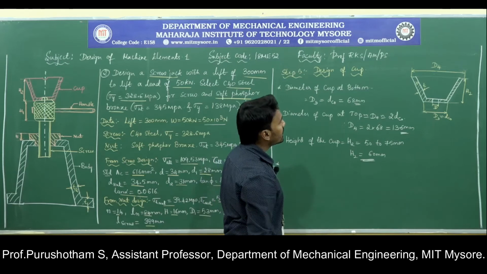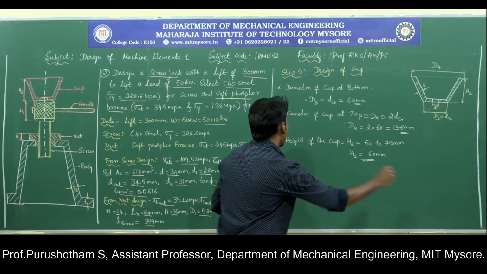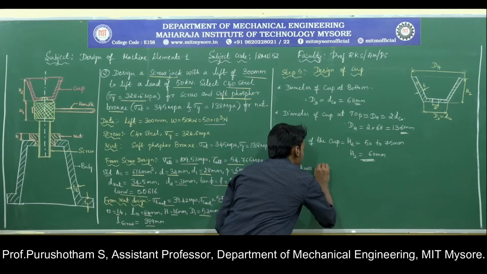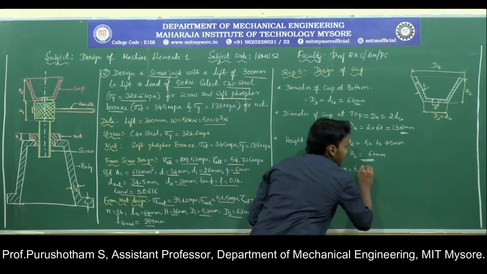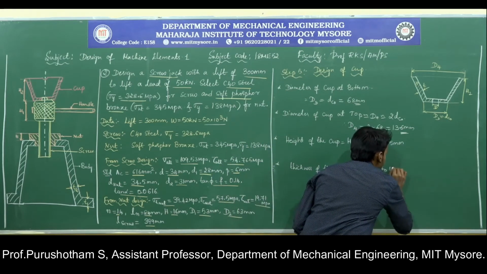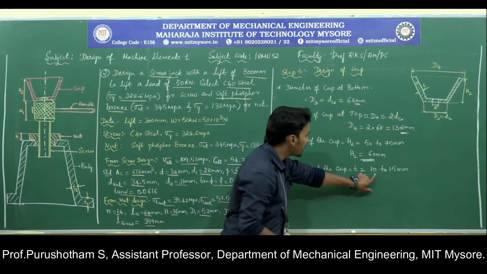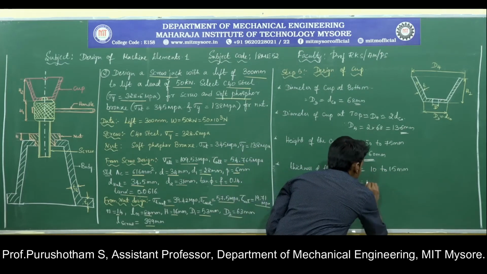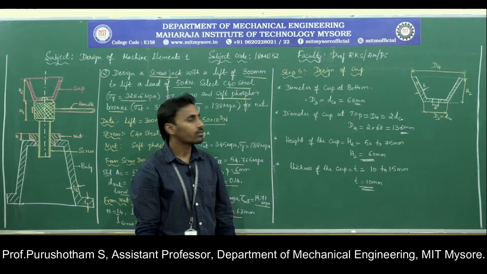Then we need to calculate the thickness of the cup, which is given by T, around 10 to 15 millimeter. So you can take the thickness of the cup between 10 mm to 15 mm. I am going to take the thickness of the cup as 10 millimeter while designing the cup.